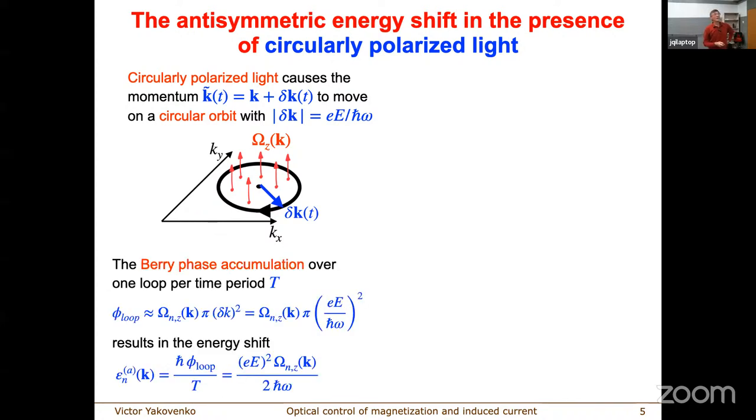Okay, but now here is the deal. If the electron band structure has Berry curvature, and in many cases it does, then when the electron goes over one cycle around this closed orbit, it accumulates Berry phase. The Berry phase accumulated in one cycle is equal to the Berry curvature times the area enclosed by the orbit, which is pi times delta k squared, where delta k is the radius of the orbit. And the radius of the orbit, remember, is proportional to the electric field. So in one turn, the electron accumulates a Berry phase which is the Berry curvature at this point times the square of the electric field and some other parameters.